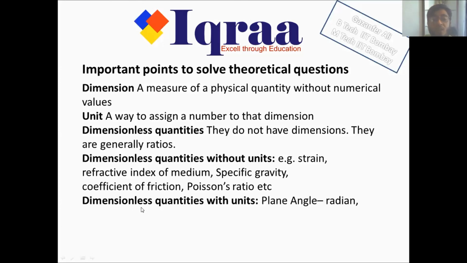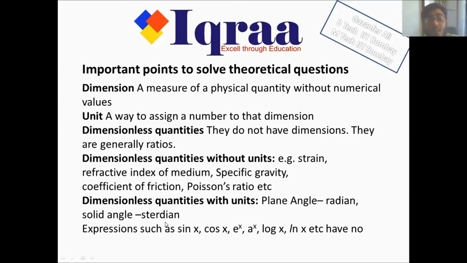There are physical quantities which are dimensionless but have units, like plane angle. Plane angle is nothing but a ratio between two lengths, the arc length of the circle and the radius of the circle. So it's a dimensionless quantity, but it has a unit, radian, associated with it. Similarly, solid angle has a unit, steradian, associated with it. There are other expressions which you use in physics, such as sin x, cos x, e to the power x, a to the power x, log x, which is to the base 10, and ln x, which is to the base e, the natural logarithm.